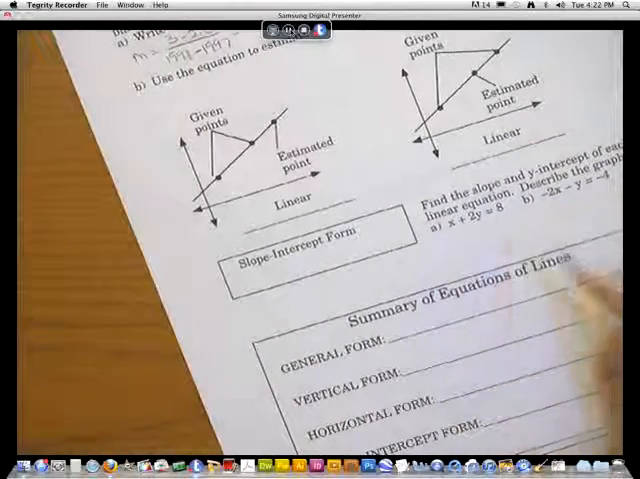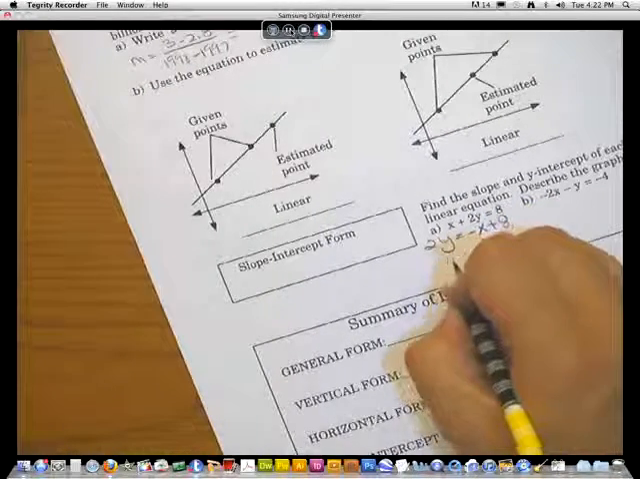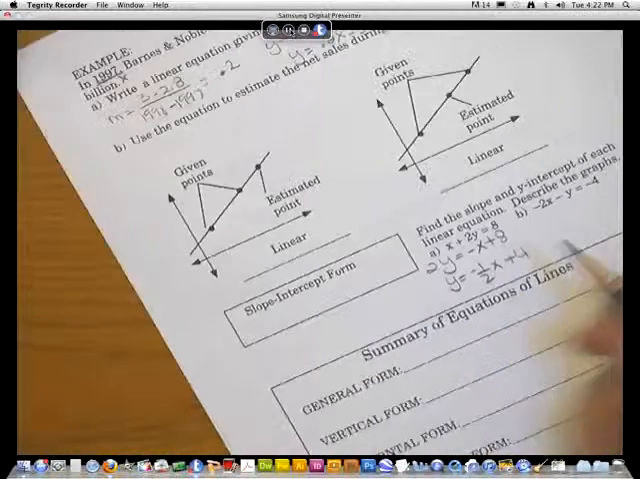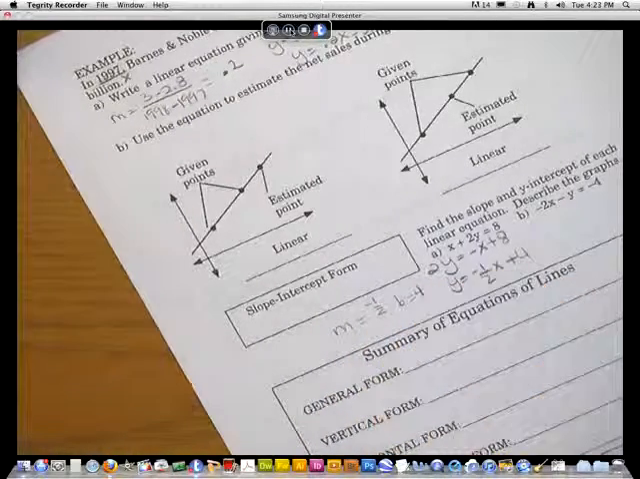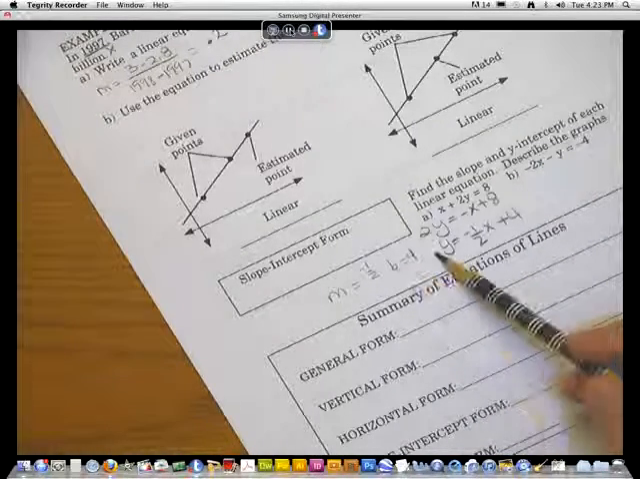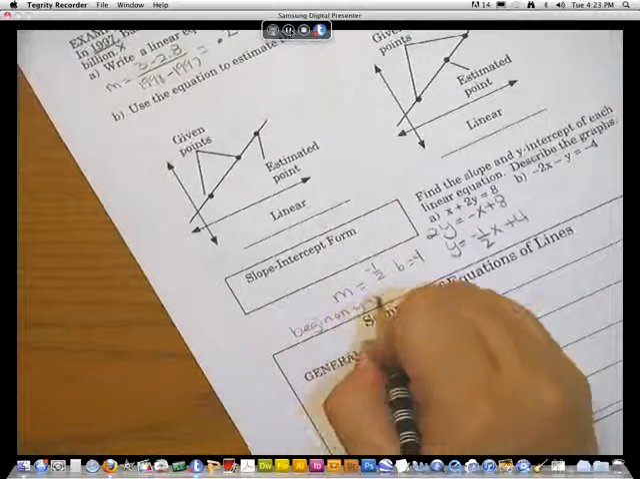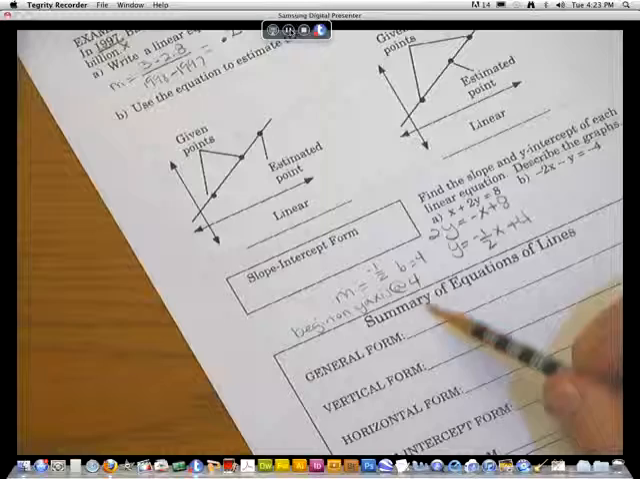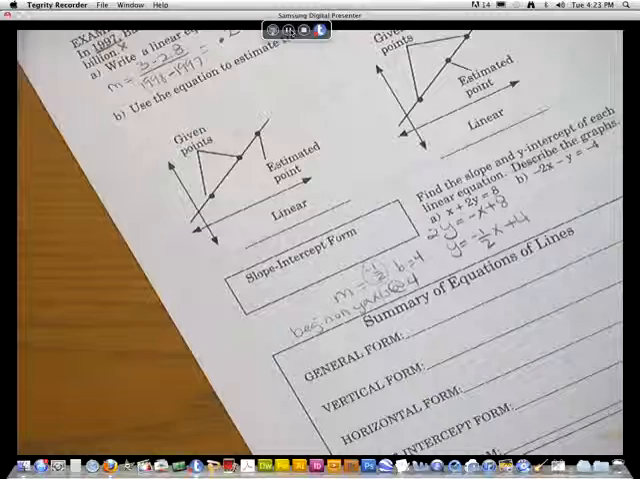So we're going to first solve for our y. 2y is equal to negative x plus 8. So y is equal to negative 1/2 x plus 4. We need to know that the slope is negative 1/2. The y-intercept is 4. And describe the graph. What do these things mean? It means our graph is going to begin on the y-axis at 4, and it's going to go at a slope downwards, negative 1/2.